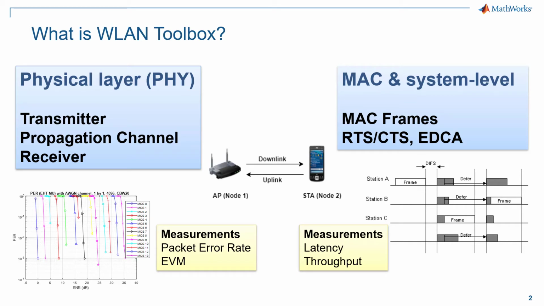At the physical layer, you find models for transmitter, propagation channel, and receiver. The typical measurements of interest are packet error rate and EVM. At the MAC and system level, it introduces MAC frames with detailed headers and scheduling concepts such as RTS-CTS and EDCA, along with the ability to look at throughput and latency due to channel contention in the presence of multiple stations.